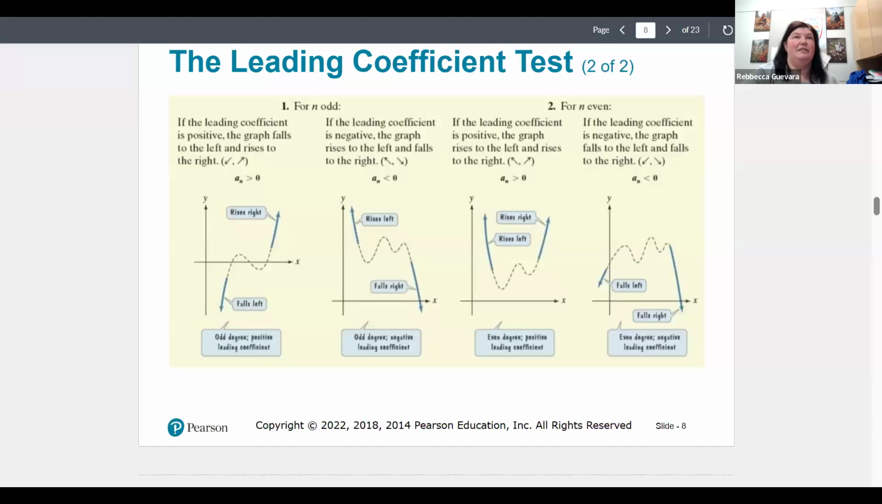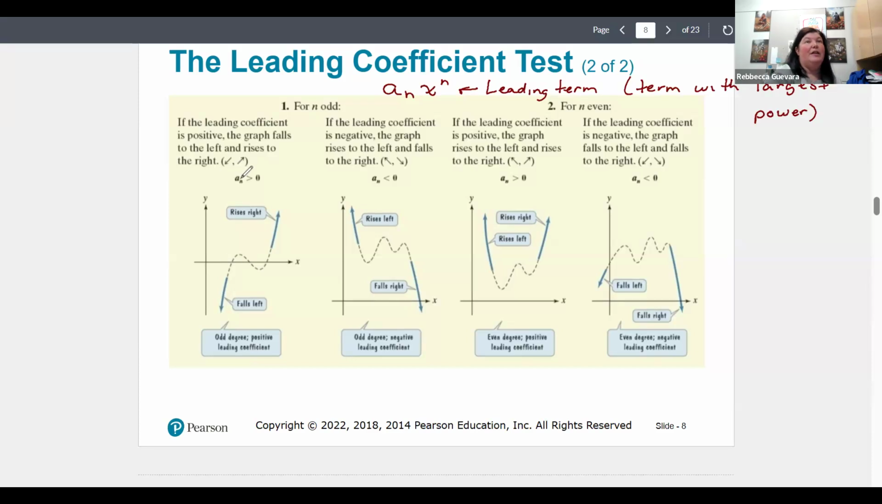So the leading term test is basically this. If we look at the leading term of our polynomial, which is always going to be of the form a x to the n, that is always going to be the leading term. The leading term is the term with the largest power. If we write everything in standard form, that would be the first one, but if it's not, just look for the one with the largest power. And what we see here is that we're going to have this kind of basic shape.